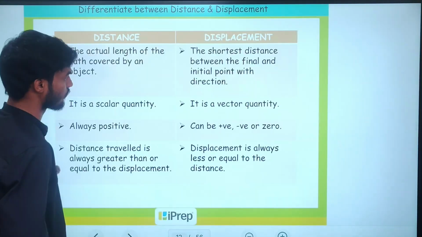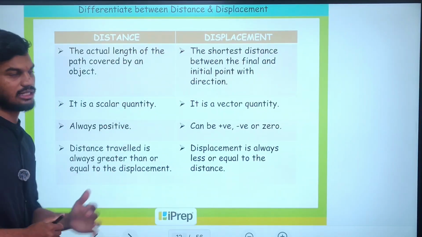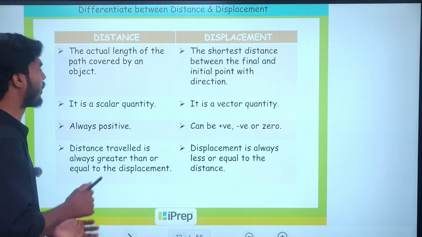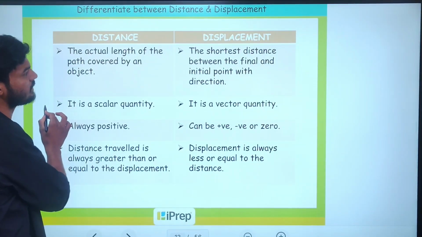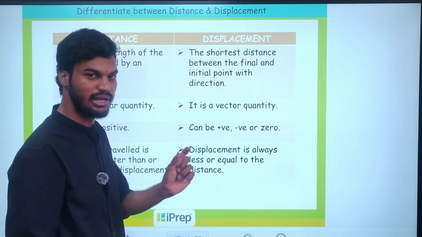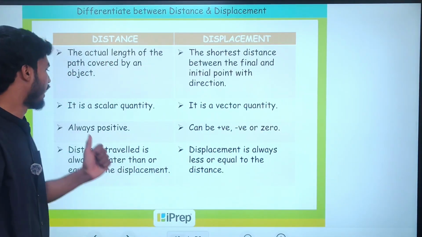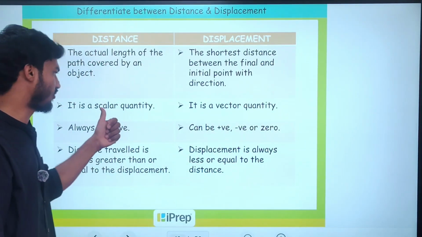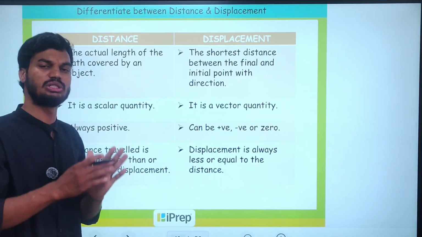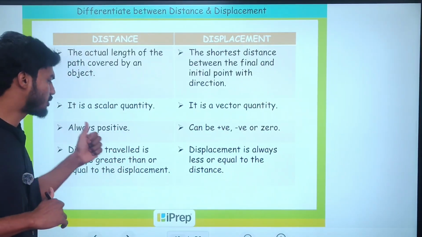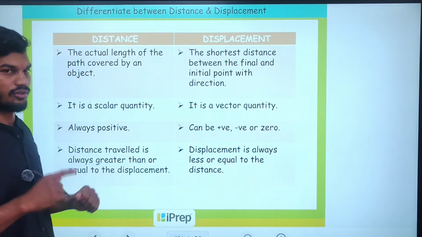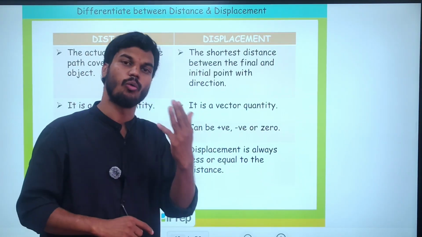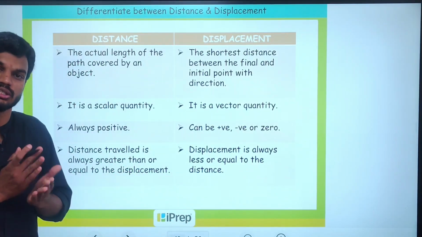Next, coming to the difference between distance and displacement. Distance is the actual length of the path covered by an object. Displacement is the shortest length, simply from the initial position to the final position. Displacement is a vector quantity, having both magnitude as well as direction, but distance has only magnitude, there is no direction. Next, the value of distance is always positive, but displacement can be positive, negative, or sometimes zero.